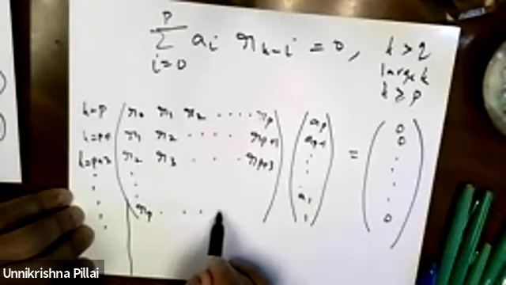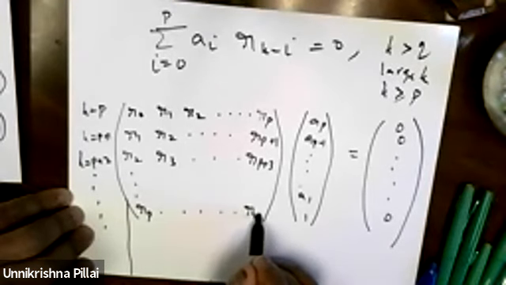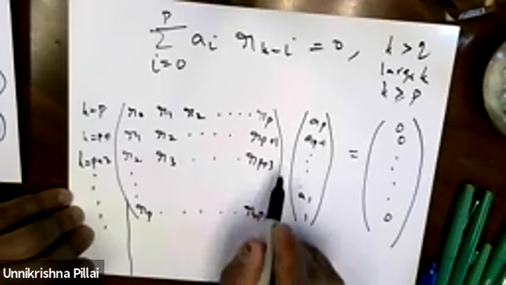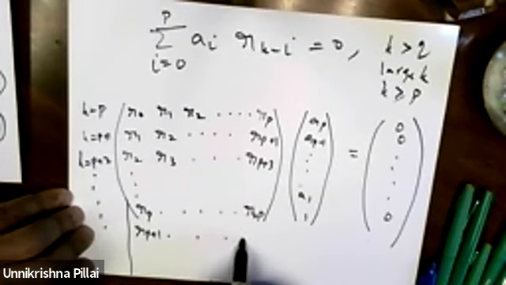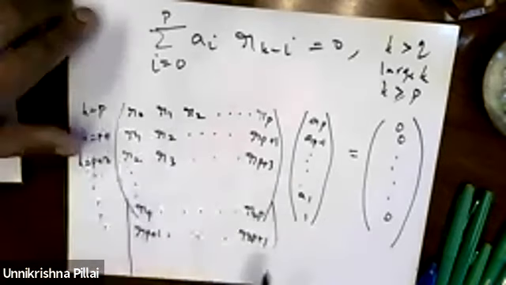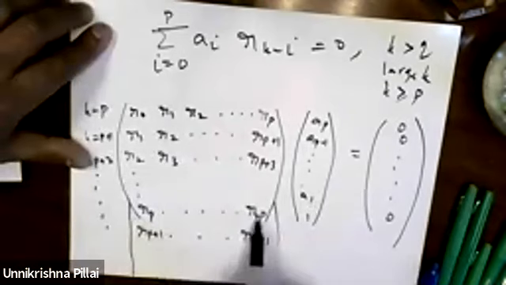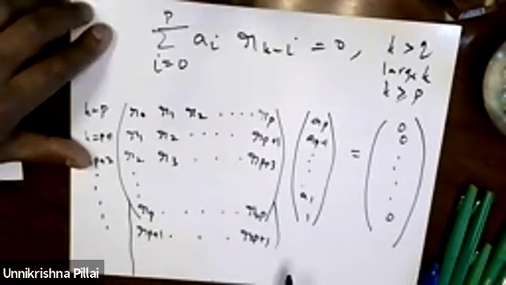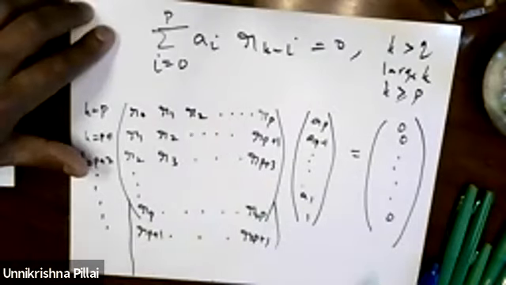Let's say RP, etc., R2P. This is P plus 1 equations. You can get more also, RP plus 1, etc., R2P plus 1. You'll get an infinite set of equations. Now you can play with these equations and solve for this. For example, if you take P plus 1 equations, you can solve for A1 through AP, etc. So you can see how you can find the system from the autocorrelations.